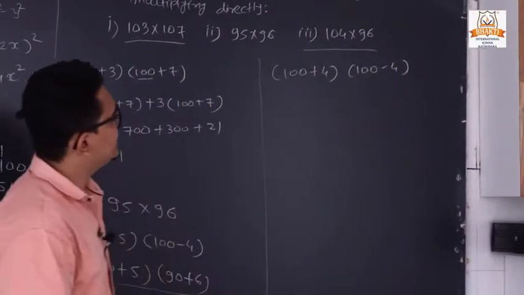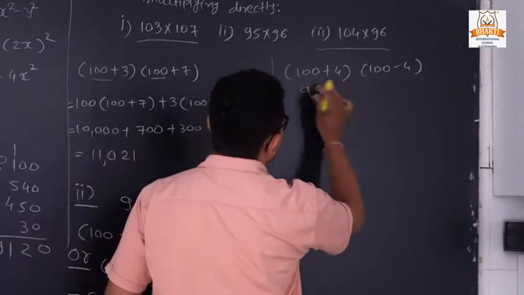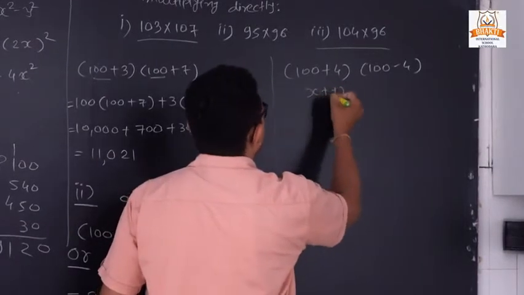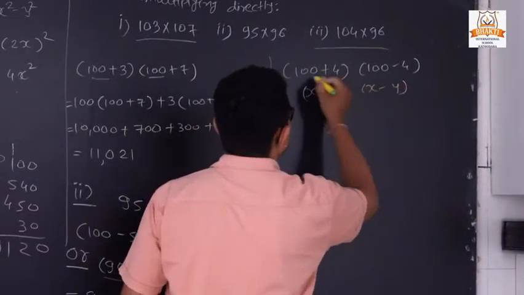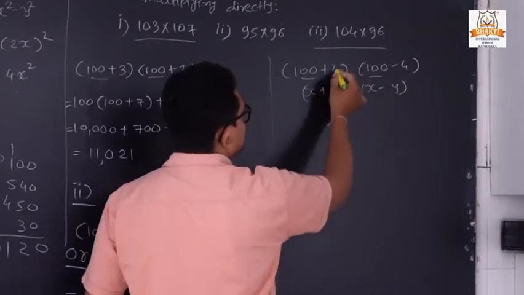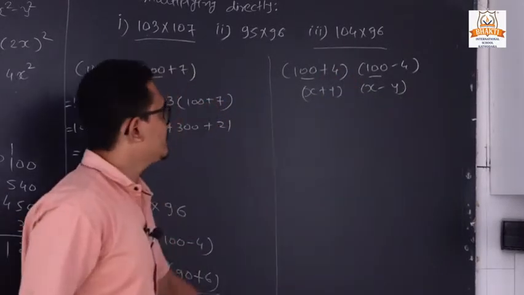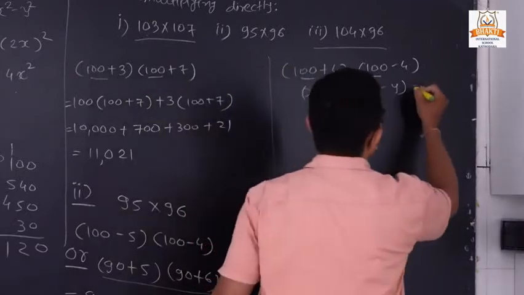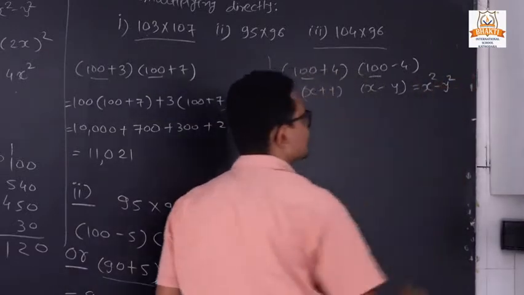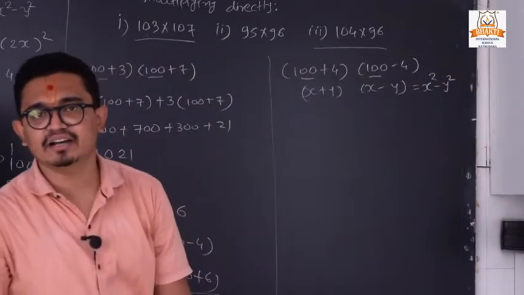So which identity is it? It is (x plus y) and (x minus y). See that x is the same in both, and y is also the same. So (x plus y)(x minus y), the answer is x square minus y square. So it is identity number 3.